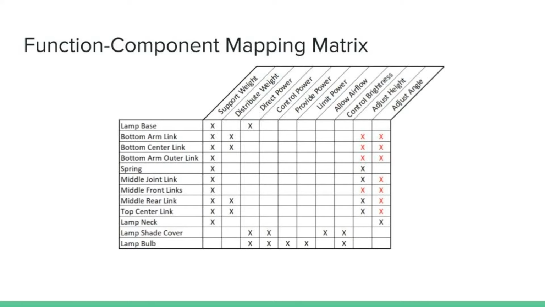So here is the function component mapping matrix for the lamp. On the far left, we have the components of the lamp, and on the top, we have the different functions from the previous slide. The X's show which components perform which functions. A component can perform multiple functions, and a single function can be performed by multiple components.